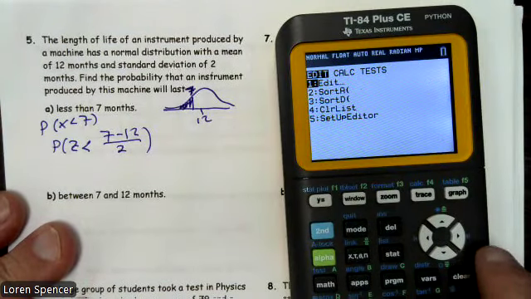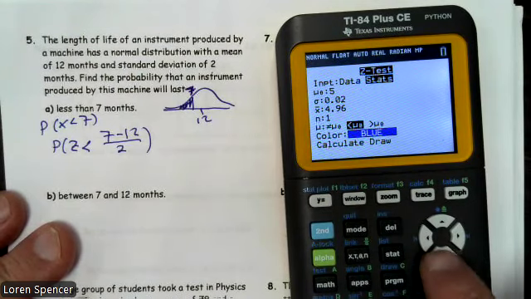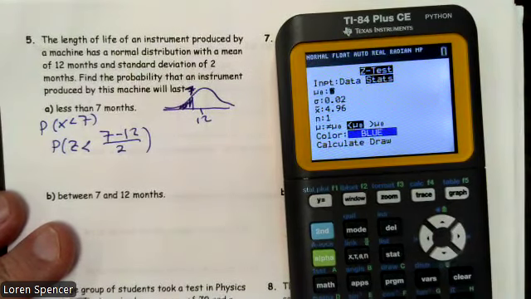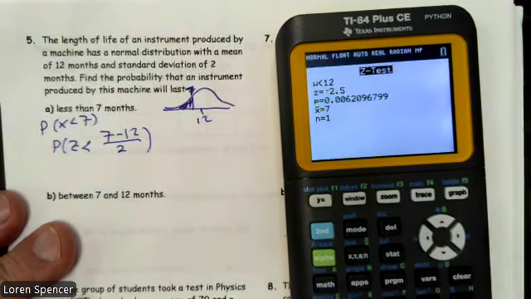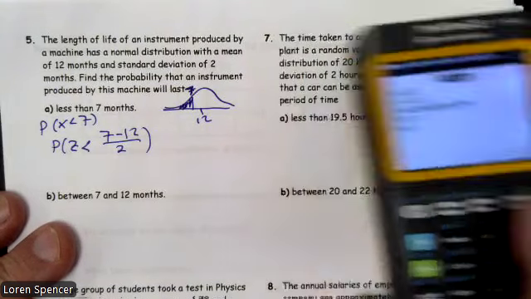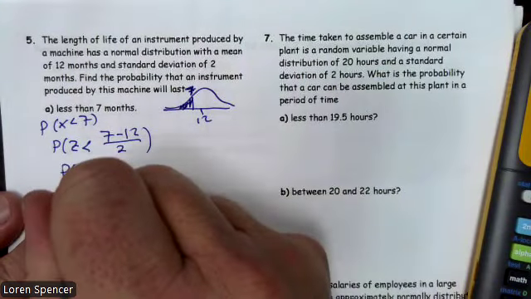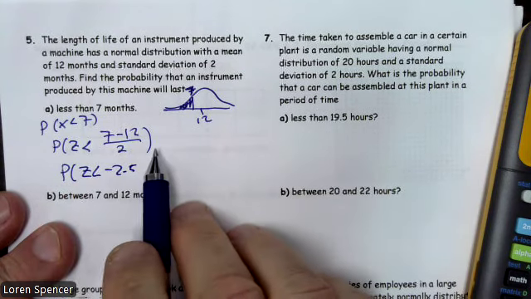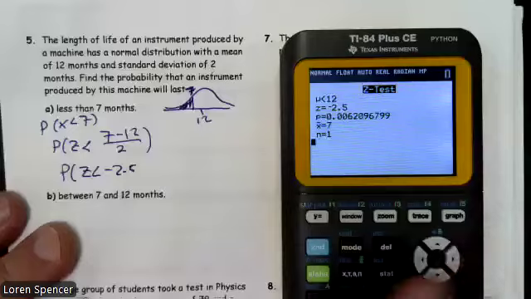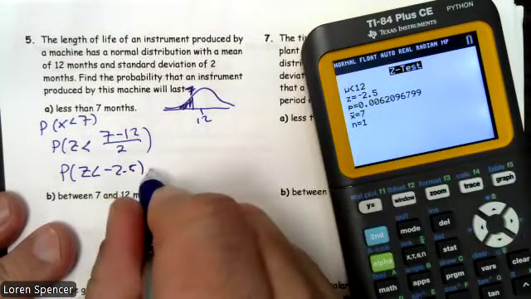Stat, test, Z test. Mean of 12, standard deviation of 2, X of 7, and we end up getting negative 2.5. So the probability that Z is less than negative 2.5 equals 0.0062.